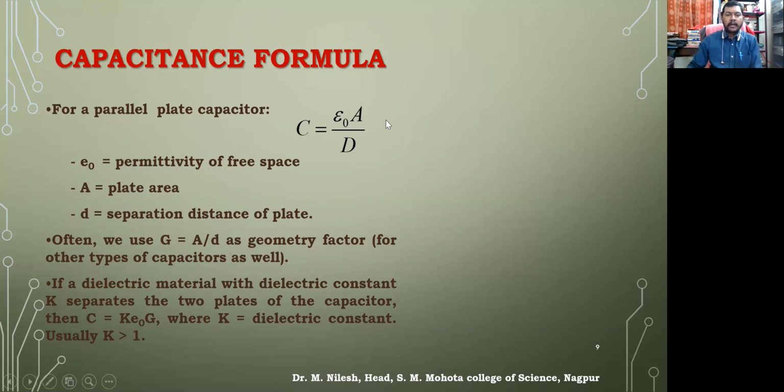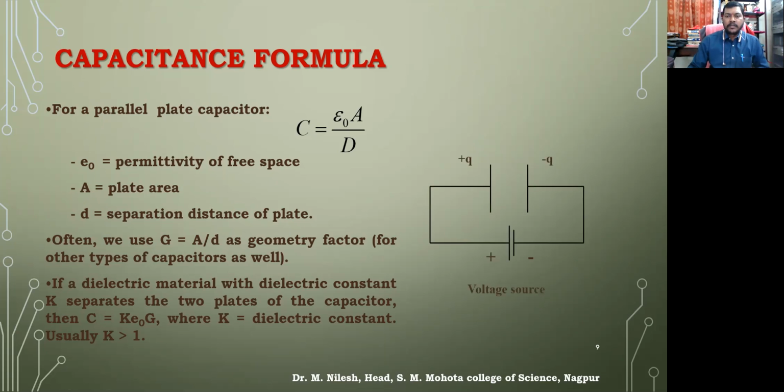The main formula for us is C equals epsilon A by D, in which epsilon 0 is called the permittivity of free space, A is the plate area, and D is the separation distance of the plates, that is the distance between the two plates, right? So this is the formula for capacitance that we have studied.